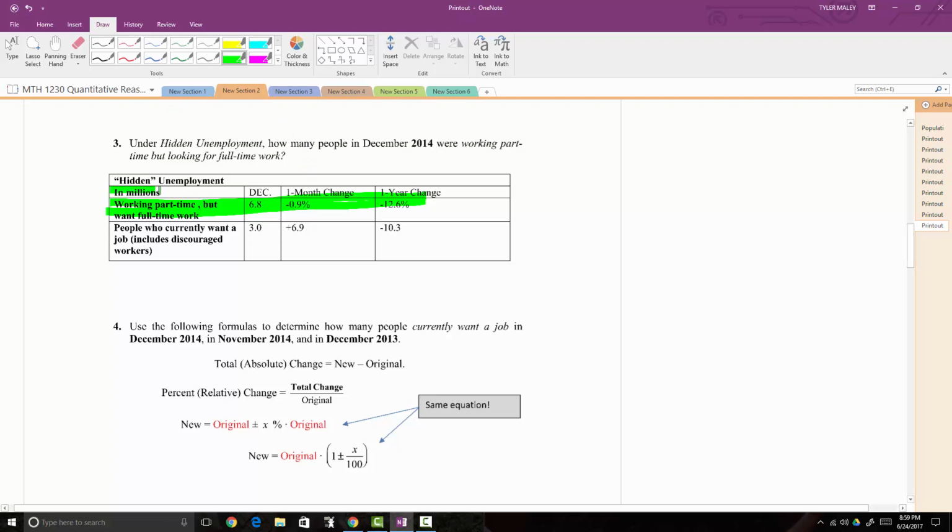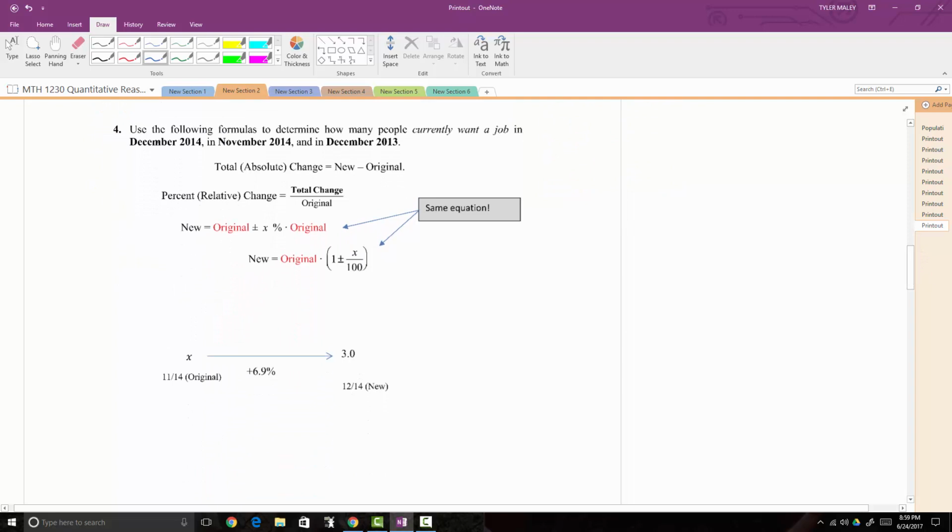So notice here it does say in millions. So this isn't a trick question, right? It's telling us that this number is in millions. So if we look at the table, it's 6.8 million. Just making sure that you can read the table okay, right? This question.